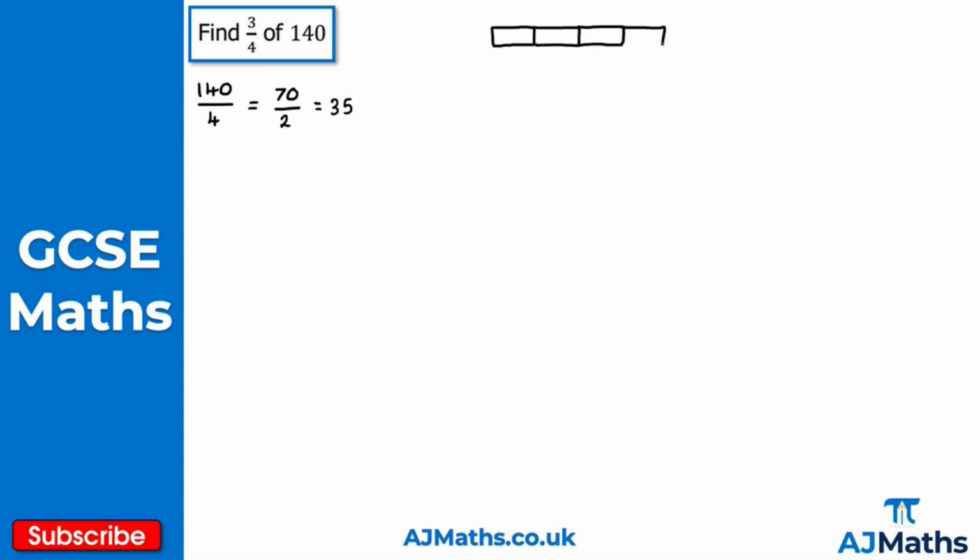We'll get something that looks like this here. So each individual block here is worth 35. So 35, 35, 35, and then finally 35 here.